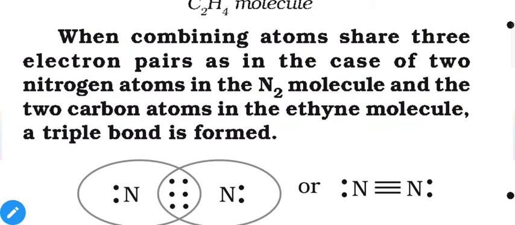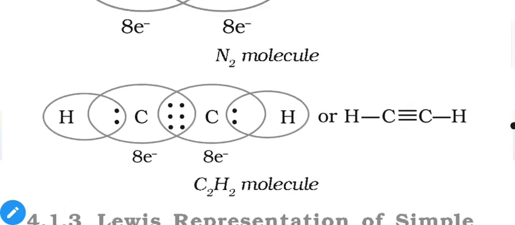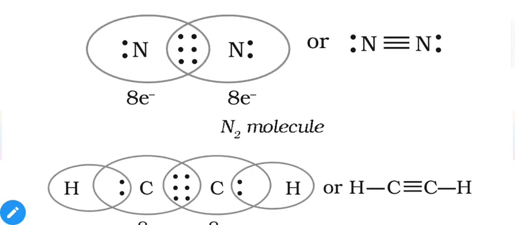Now when combining atoms share 3 electron pairs, as in the case of the 2 nitrogen atoms in the N2 molecule and the 2 carbon atoms in the ethyne molecule, a triple bond is formed. So same as before, as mentioned earlier, nitrogen contains a total of 5 valence electrons, so it requires 3 electrons. So it will share 3 electrons with the second nitrogen, and we have a total of 3 shared pairs between these two nitrogens, and 1 unshared pair belongs to each nitrogen. That's why in this representation, both of them still contain an unused electron pair which belongs to them, and 3 bonds represent 3 pairs of electrons shared between them.